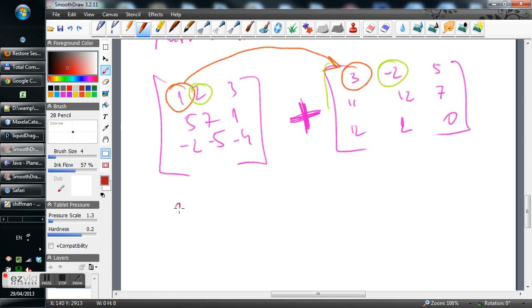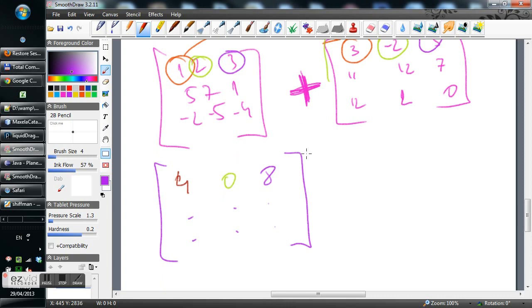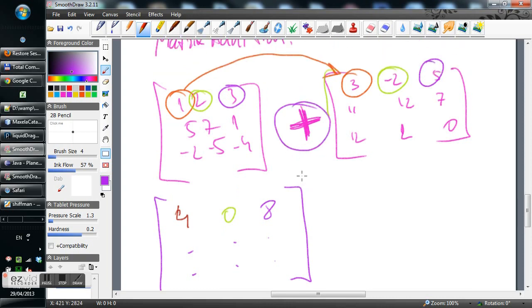Shall I take this color and go match the colors? 1 plus 3 is 4. 2 plus minus 2 is 0. Let's take this one. Maybe let's start purple. 3 and 5 is 8. And so on. And the other numbers. I won't be calculating them, but the other numbers just go match.